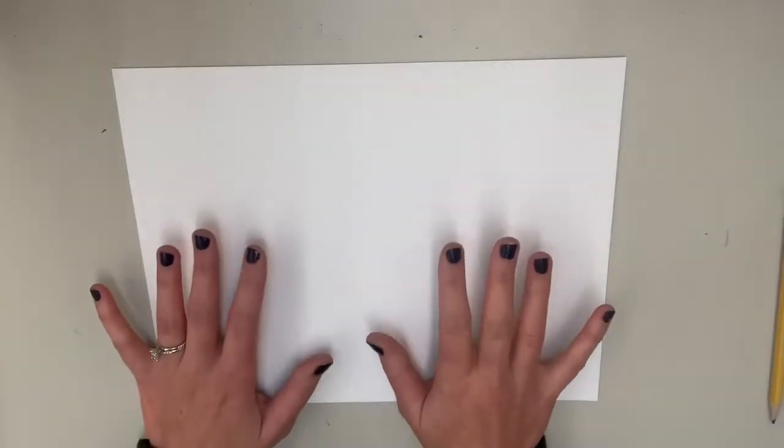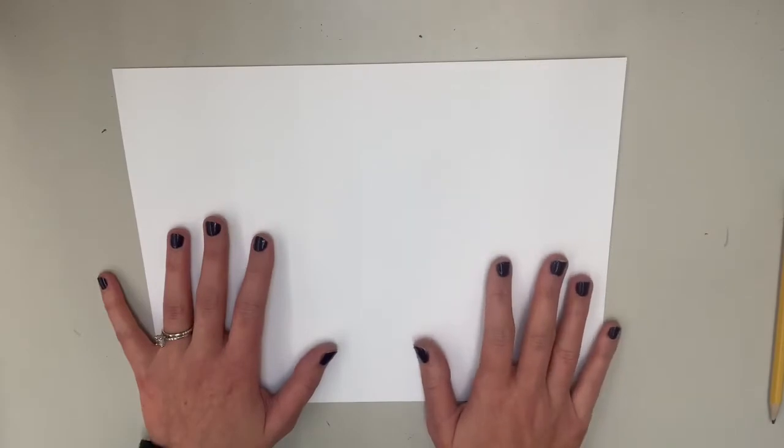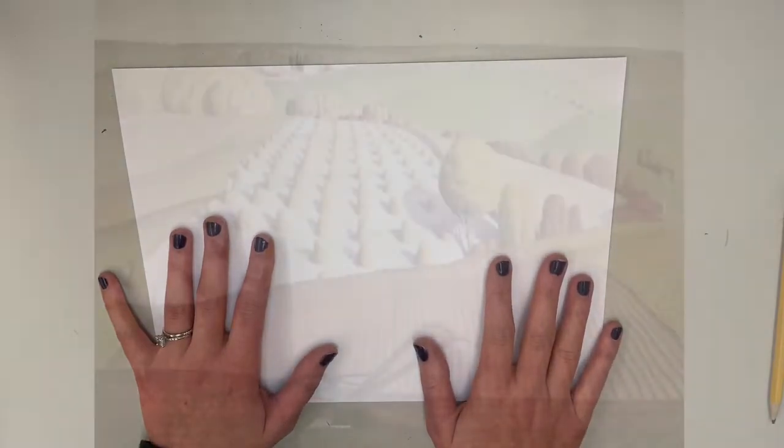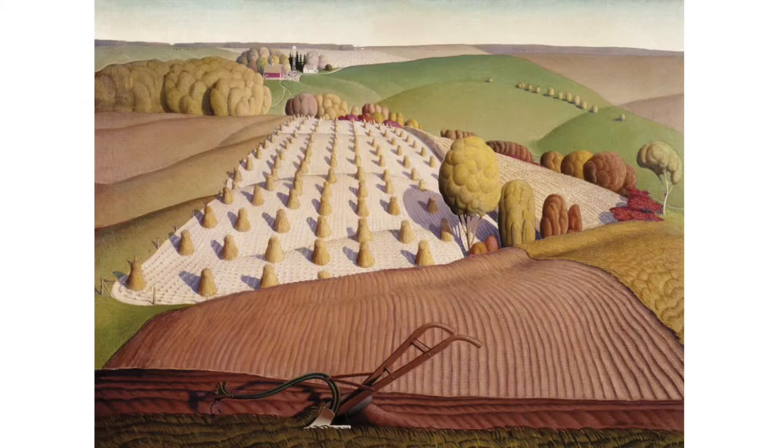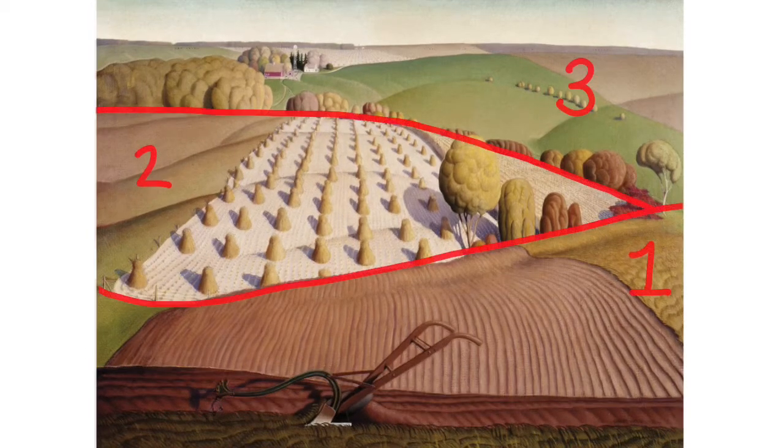Before we get started, I'd like to look at work from another artist who became famous for his landscapes. Here we have a painting by Grant Wood called Fall Plowing. We can see that it's a painting of a farm field. When we look at this painting, we can see that the landscape is divided into 3 distinct parts.